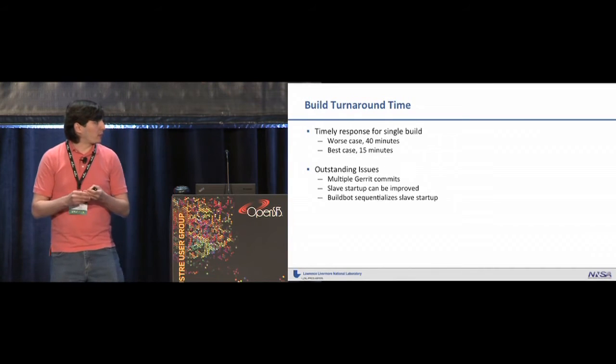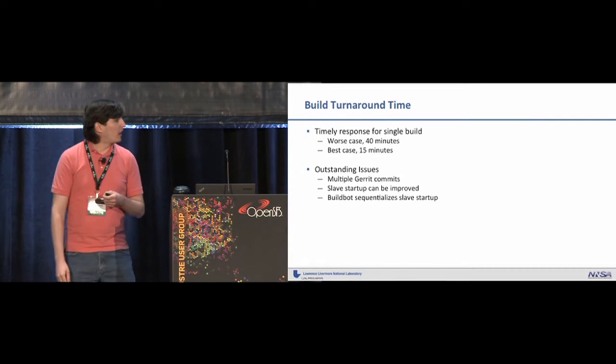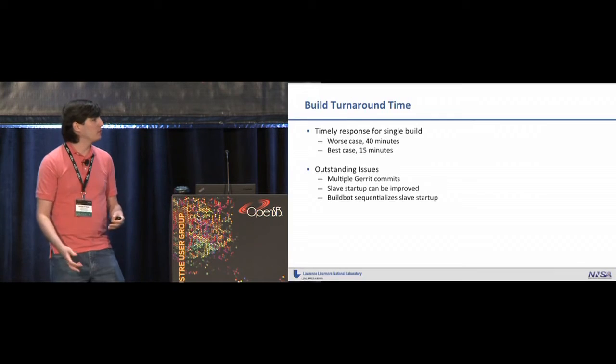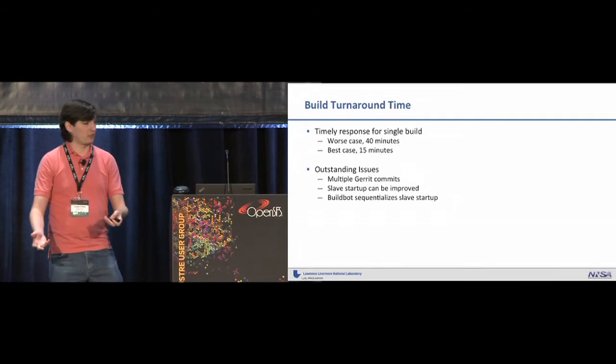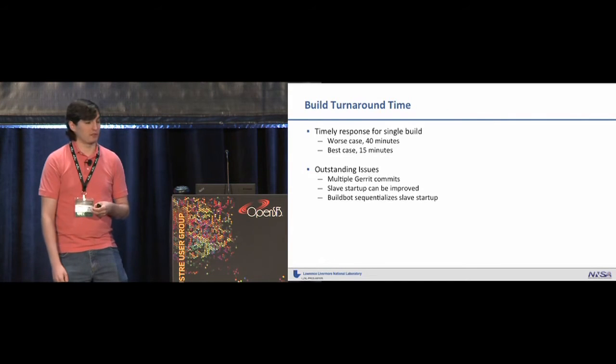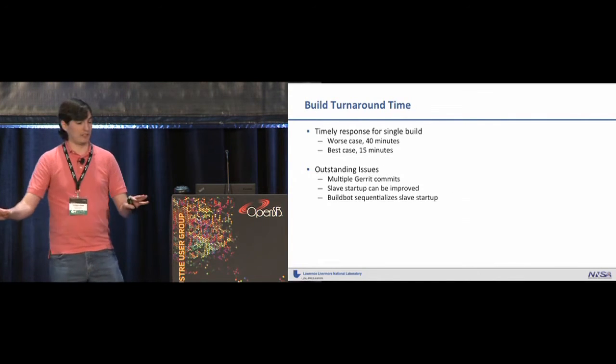So I just want to make a quick comment on build turnaround. For a single build, worst case is 40 minutes. Slaves have to spin up and boot. If they've been idle for too long, they shut down. Best case is 15 minutes if slaves are already idle. And I'm speaking just as a single build.